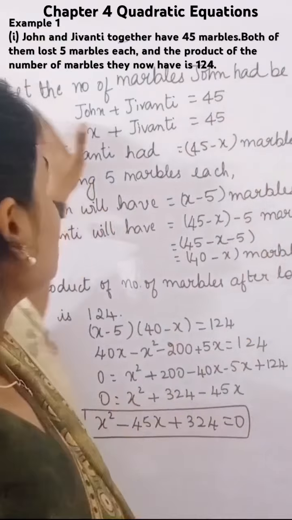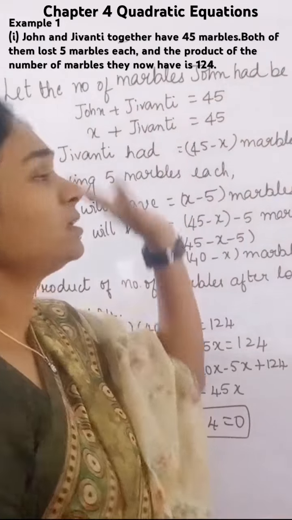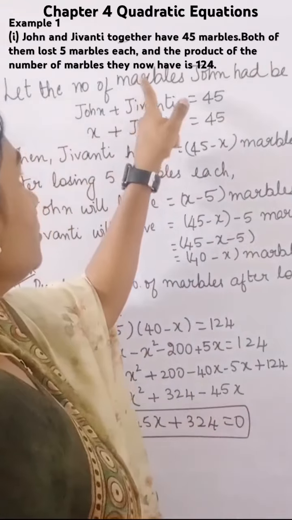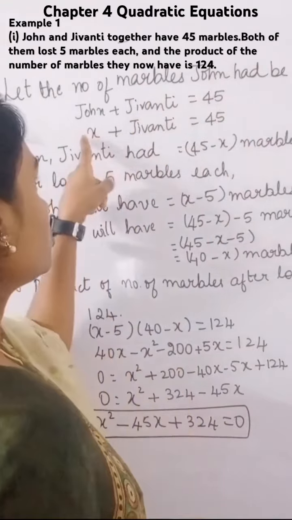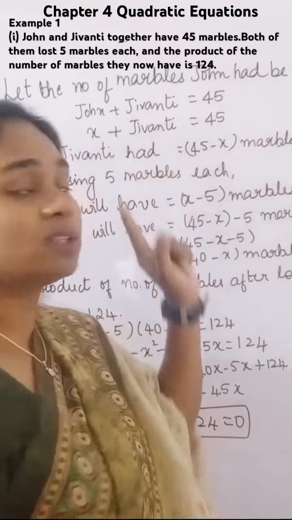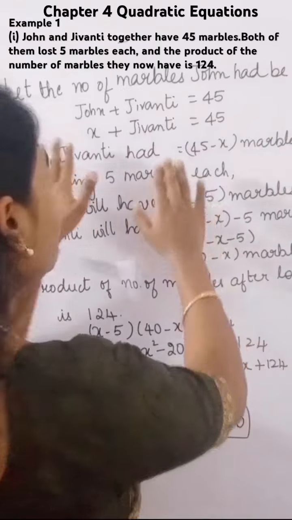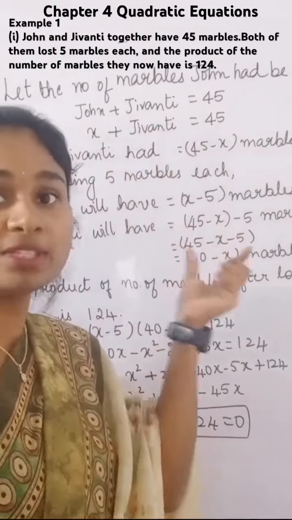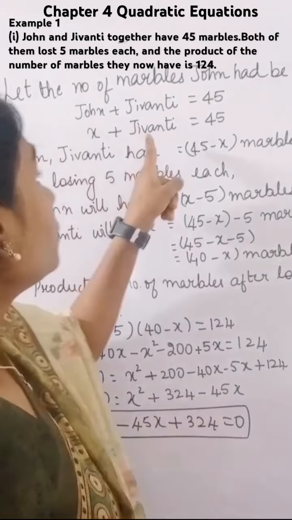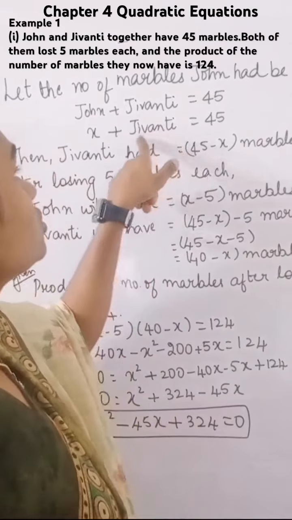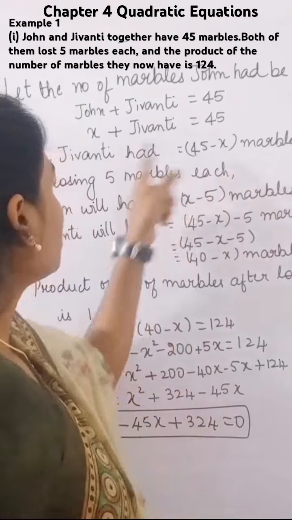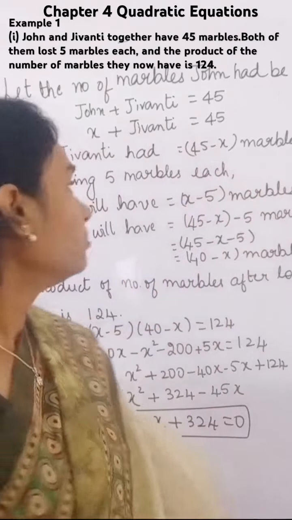So in case we assume the number of marbles John had to be x, we do not know how much exactly he had, right? So that is why we consider it as x. So x plus Jeevanti is equal to 45. We don't even know how much Jeevanti had exactly, but we know that the sum of the number of marbles the two had will give us 45. Then how much will Jeevanti have? Jeevanti can have 45 minus x marbles, isn't it? 45 minus x number of marbles, right?